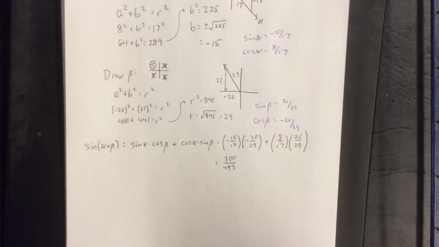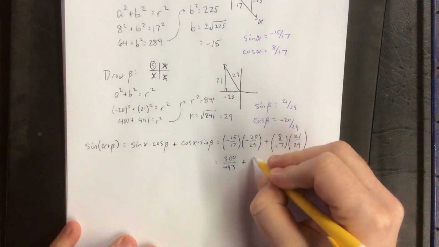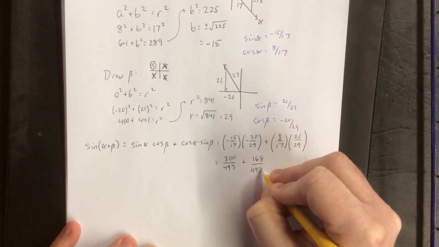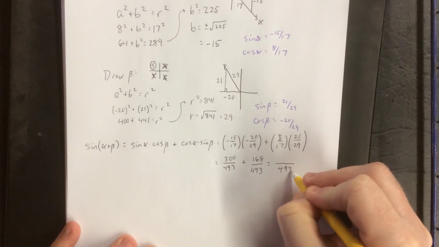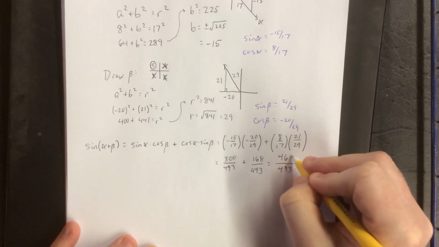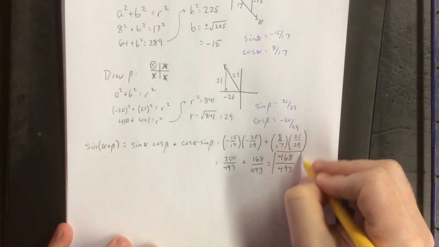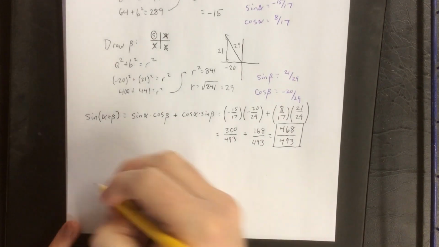Feeling good. Plus 8 times 21, that would be 8 times 2 is 16, and 8 times 1 is 8, over 493. Then combining our two numerators together, I like that we always get this common denominator here. That's really nice. So it'll be 468 over 493. Cool. All right, next up.